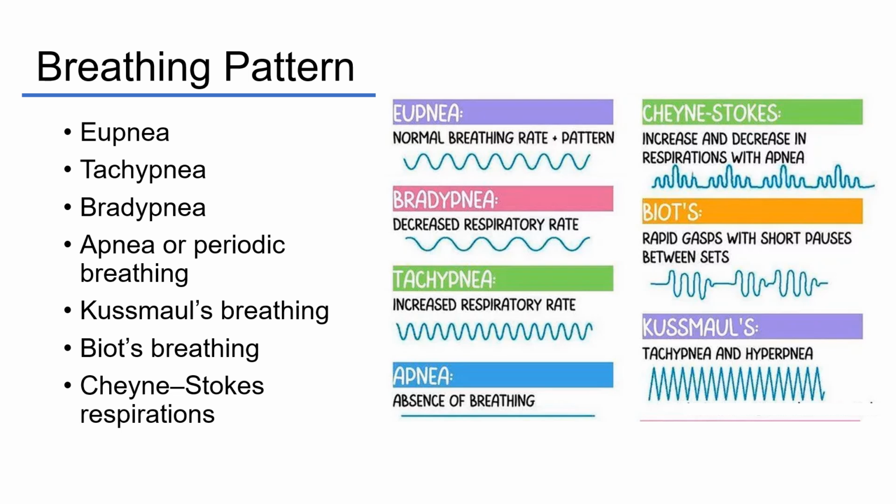The next one is Cheyne-Stokes respirations. This is a gradual increase in depth of respiration, followed by a gradual decrease in depth, and then a period of apnea. This happens, again, with brain injury, and also sometimes at end of life. Okay, so those are your main breathing patterns.